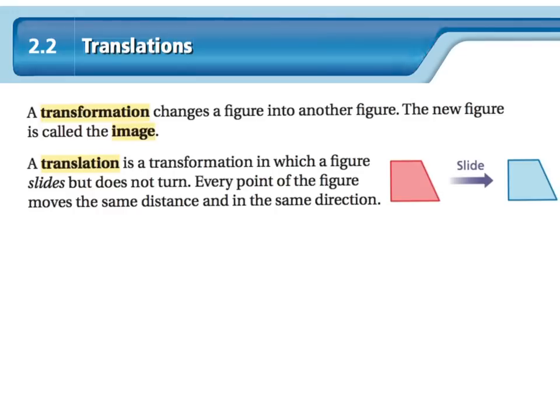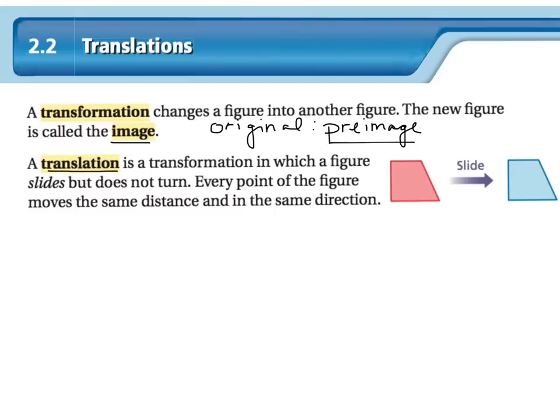Now, a transformation is any time when you change a figure into another figure. The new figure is called the image. The original figure, which I'm going to make you write this down, is called the pre-image. So the pre-image is before, the image is what happens after the transformation. Now the transformation could be a translation, a reflection, a rotation, a dilation.